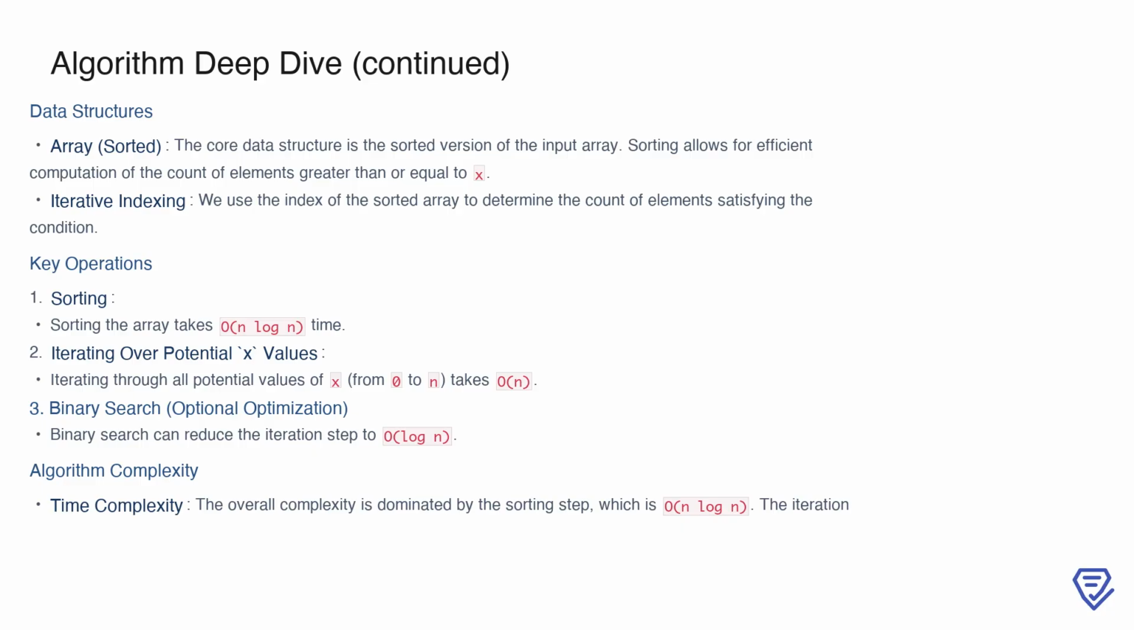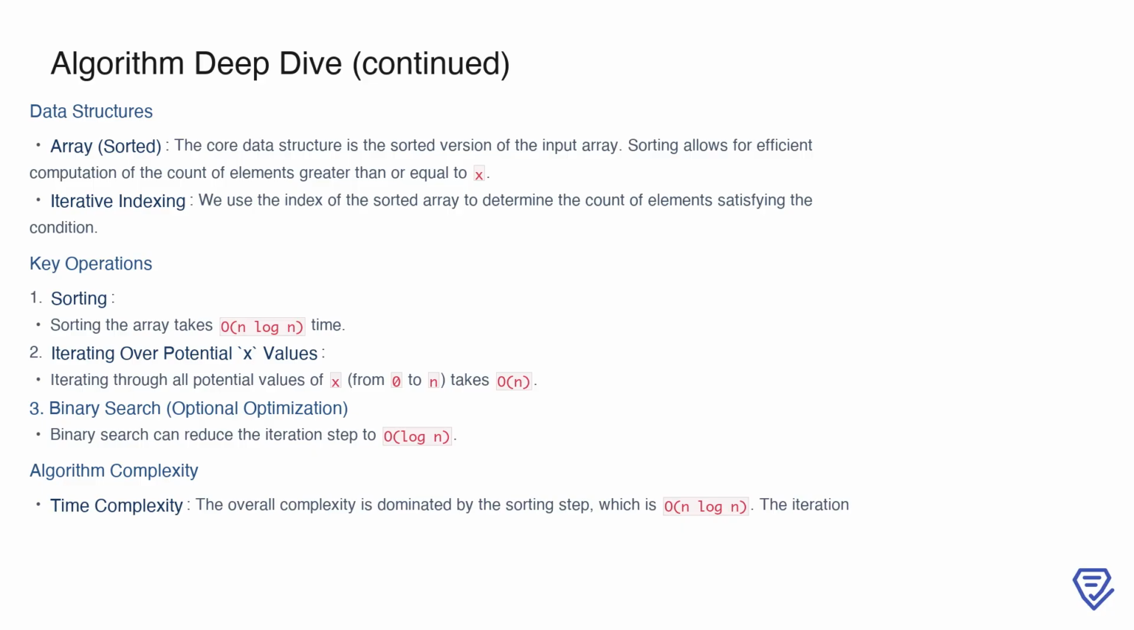The two primary operations in this algorithm are sorting and iterating. Sorting the array has a time complexity of O(n log n), where n is the length of the array. Iterating over all potential values of x takes linear time, or O(n). For optimization, binary search can be employed to reduce the iteration step to logarithmic time, or O(log n). This optimization is especially useful for larger arrays where iterating through all potential values of x may be computationally expensive.